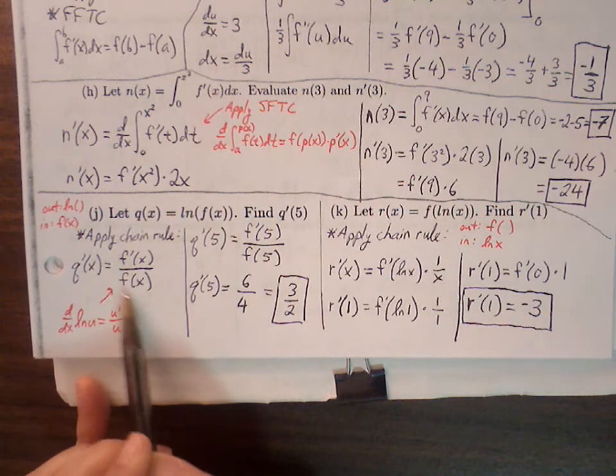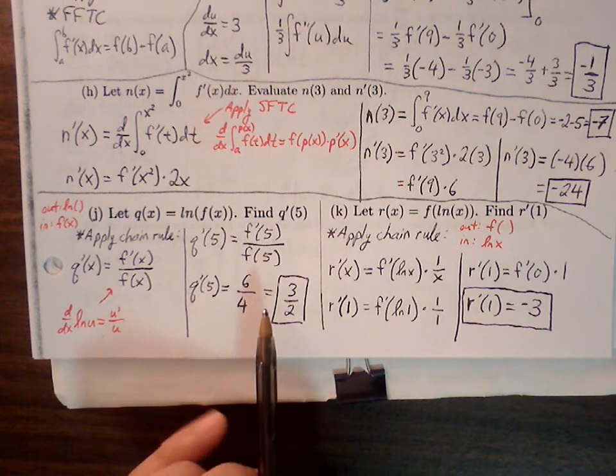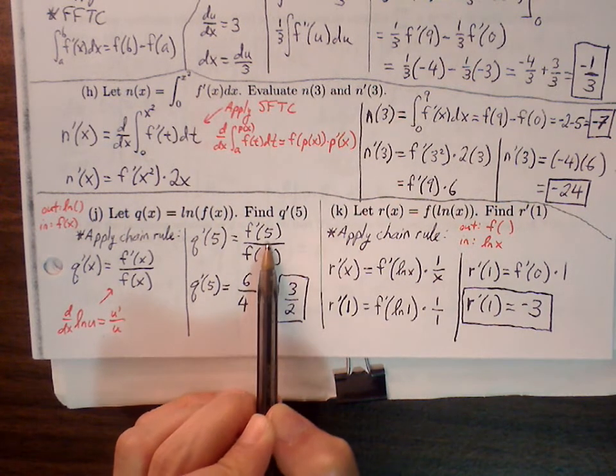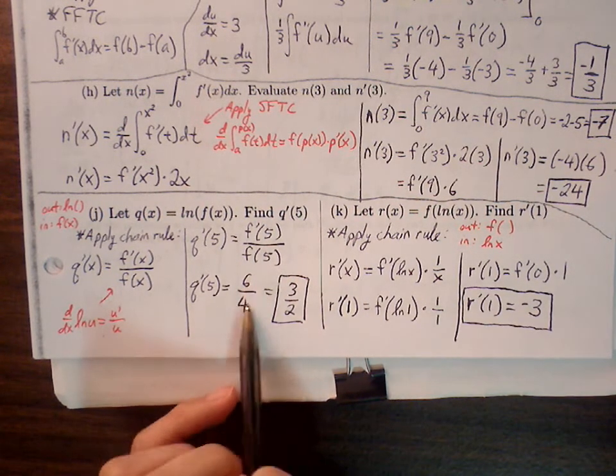Okay, so now we have our derivative. Plug in 5 for the x's, and we get f prime of 5 over f of 5. f prime of 5, using our table of values, is 3. f of 5 is just equal to 4. So 3 over 4... that's 3 fourths.